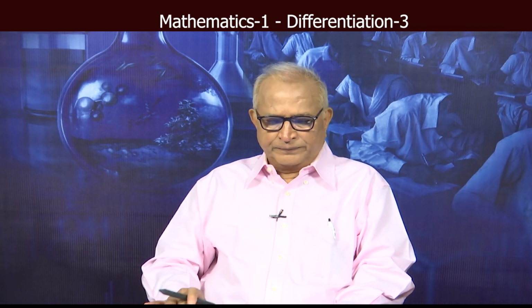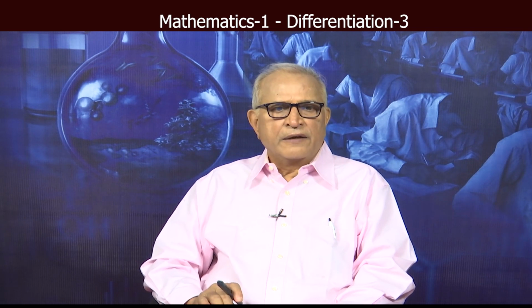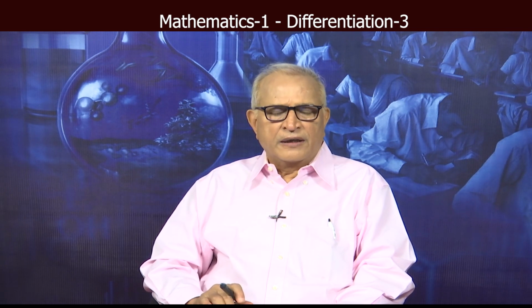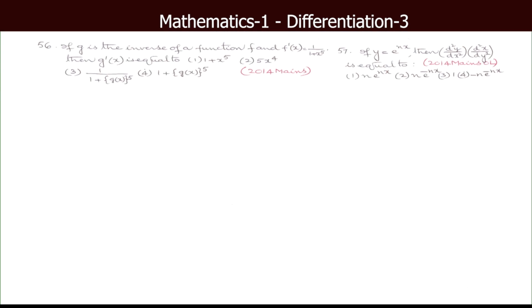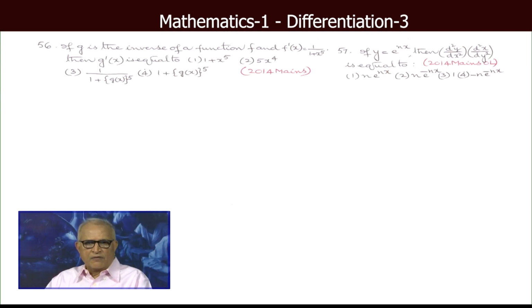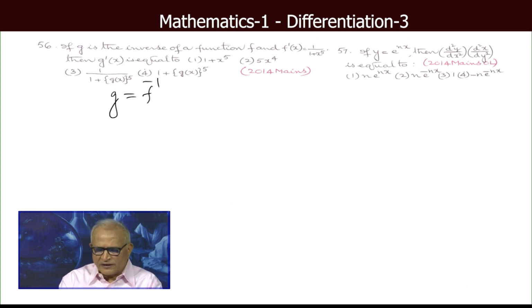Okay? Then 56. If g is the inverse of a function f, and f dash x equal to 1 by 1 plus x power 5, then what is g dash x? 2014 mains. Mains paper is meant for admission to NITs and other deemed universities all over the country. So, g is the inverse function of f. So, g equal to f inverse. It is asking g dash x.